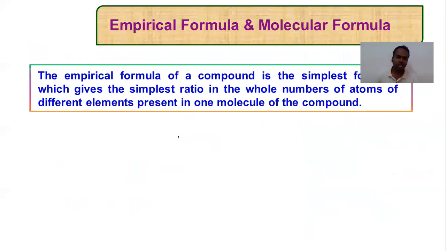Now, based on this, I am going to discuss the empirical formula and molecular formula. So what is the empirical formula? The empirical formula denotes the simplest whole number ratio of the different atoms present in a molecule. That is called the empirical formula. Simplest whole number ratio, that is a very important phrase here.